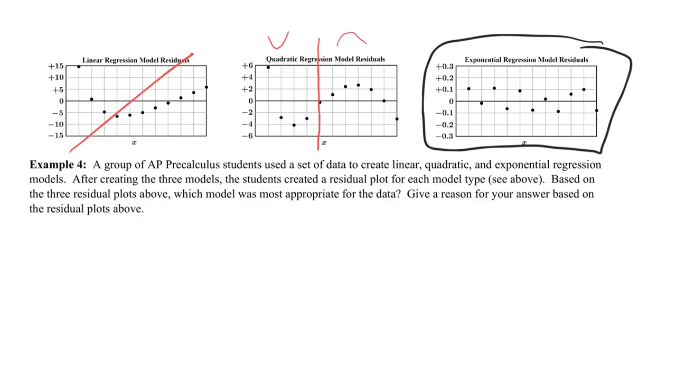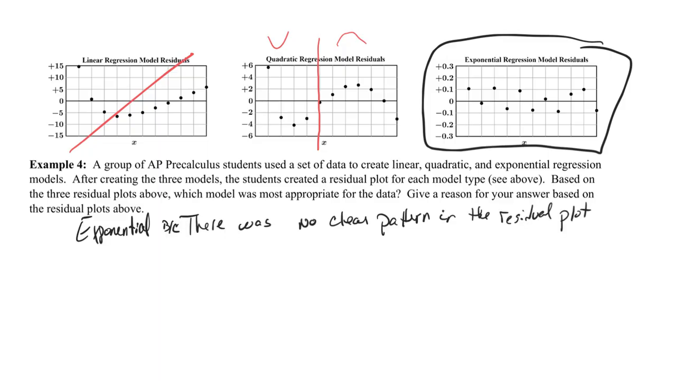When we get to the AP test, we have to make sure we're answering everything they want. They did not just say which one is the best one. We have to give a reason for it. We chose the exponential regression model because it did not have any clear pattern in the residual plot. That's what we would write in our answer.